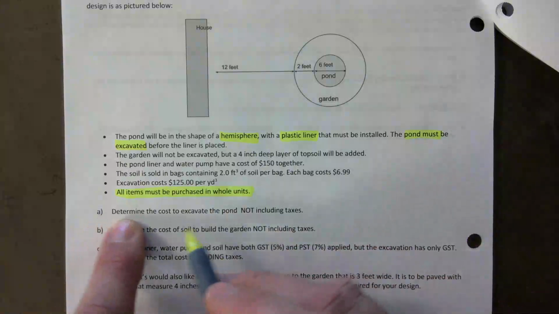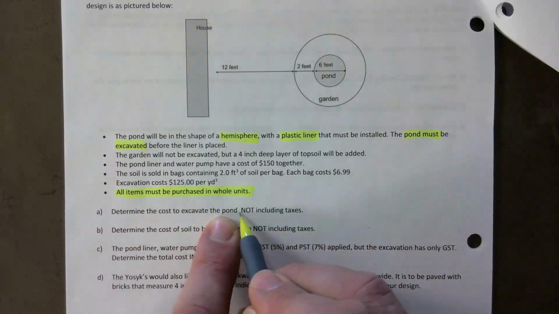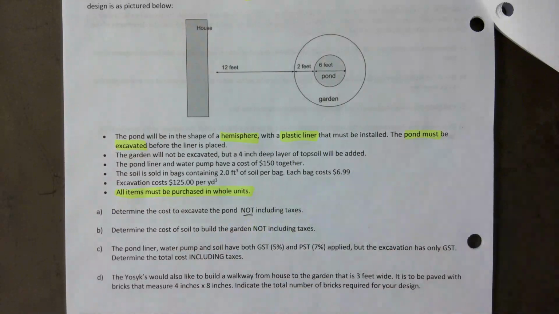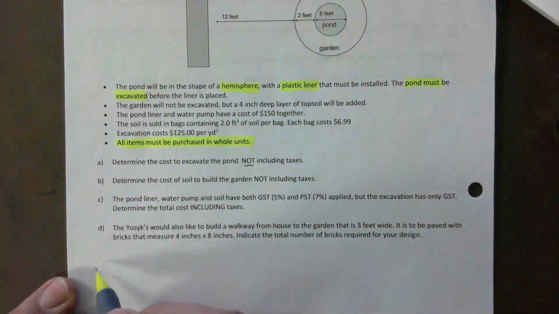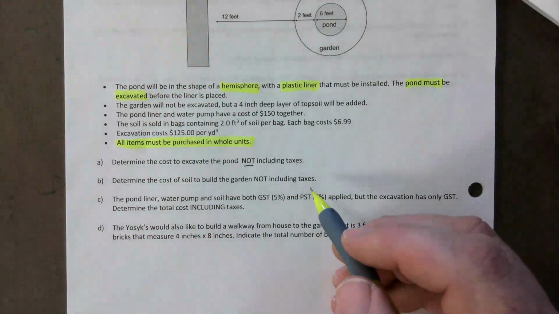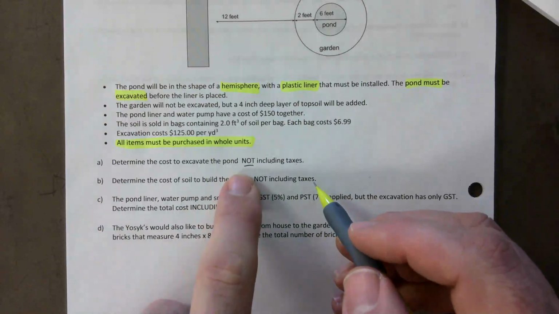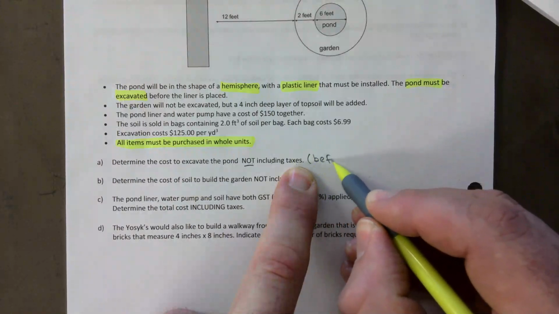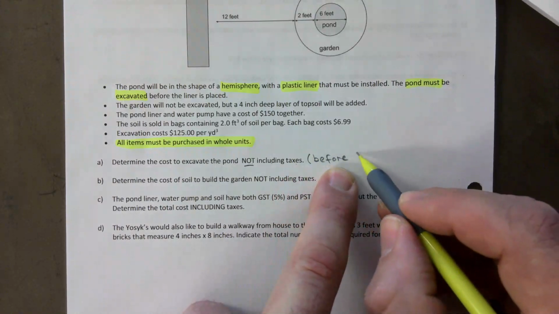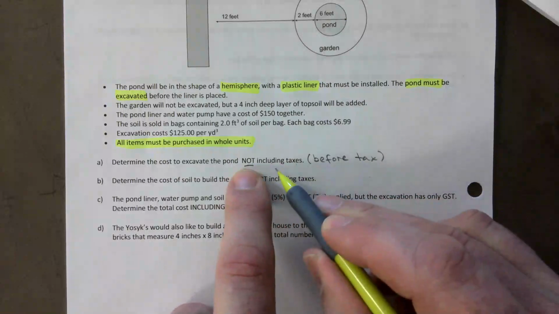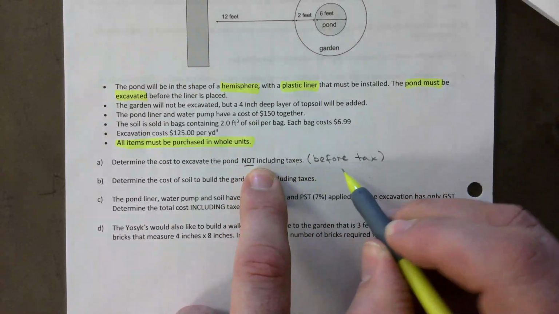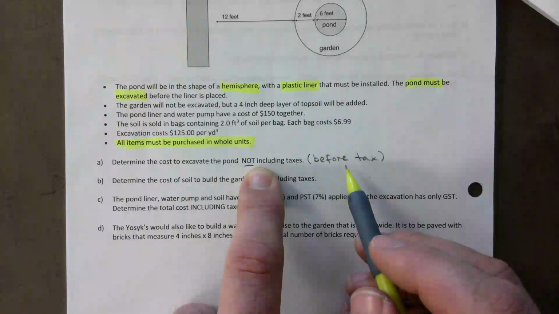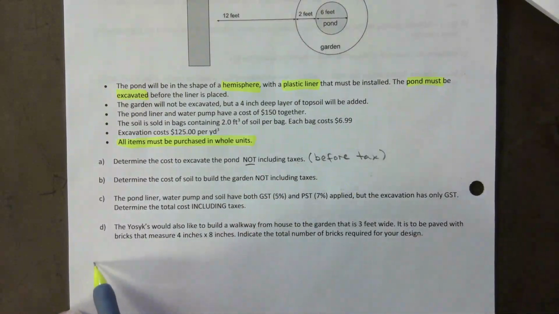So let's break this down. A, determine the cost to excavate the pond, not including taxes. Not including taxes. Hold on, I need to be careful here. If it says not including taxes, another way the province might say this is before tax. So they're saying the same thing, and it does matter because I don't want you to be thrown off if it's worded differently. So let's do A here.